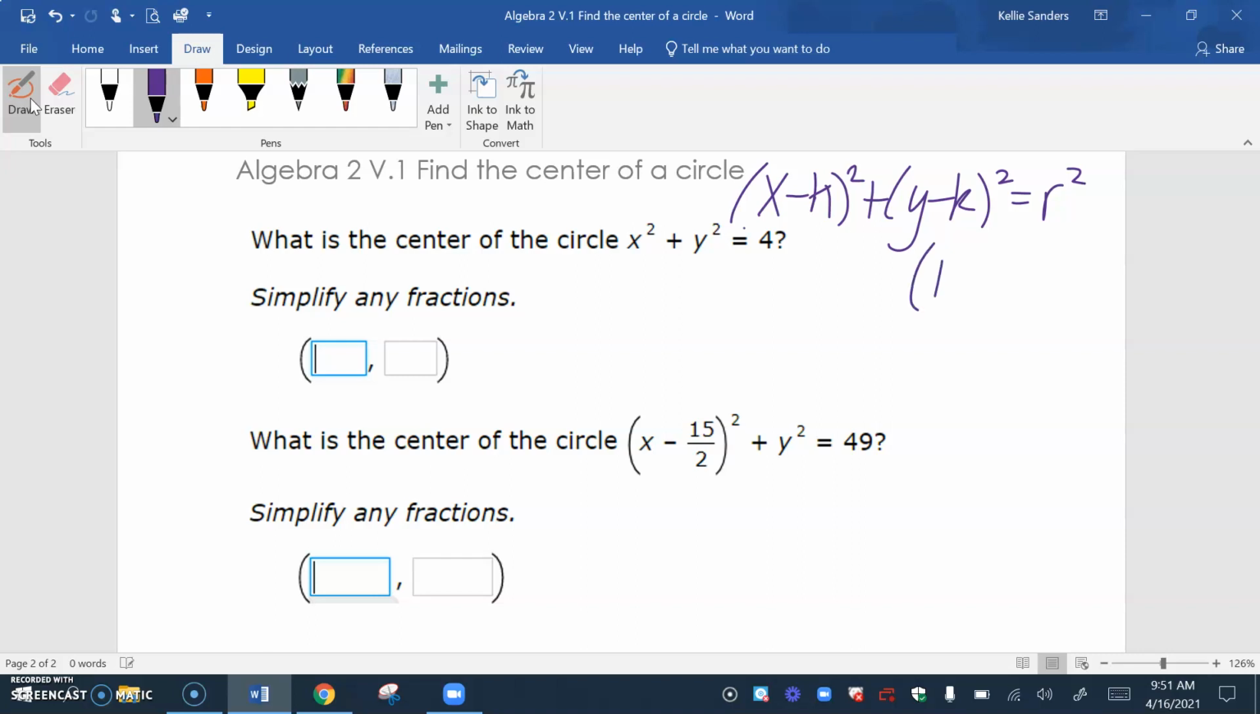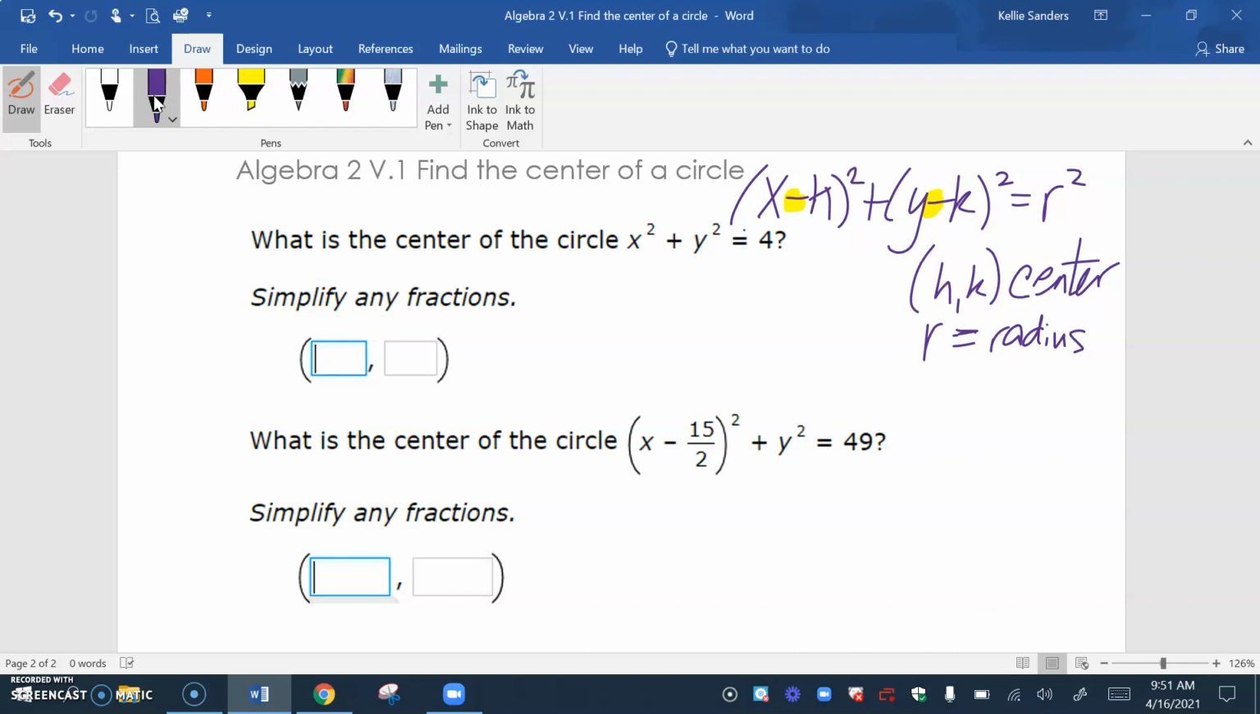And what it is, h and k tells you where the center is. But notice that there's minus signs here. We'll have to talk about that in just a second. And your r is the radius of a circle. And we'll talk about radius in V2.